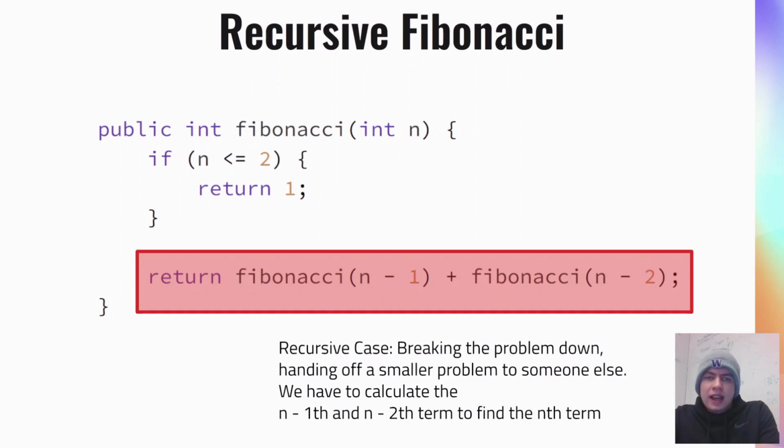Because we know the nth term is equal to the (n-1)th term plus the (n-2)th term, we can make 2 recursive calls, one for the (n-1)th term and one for the (n-2)th term to calculate those as so. And once we calculate them, Fibonacci of n minus 1 and Fibonacci of n minus 2 will return the subsequent terms, and we can return the sum of these two terms to arrive at a final answer. Super cool.